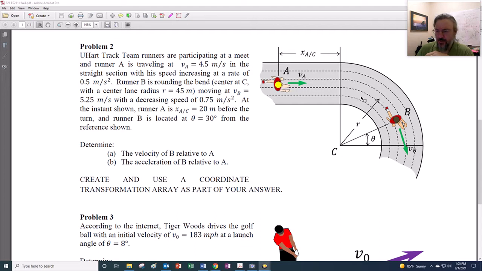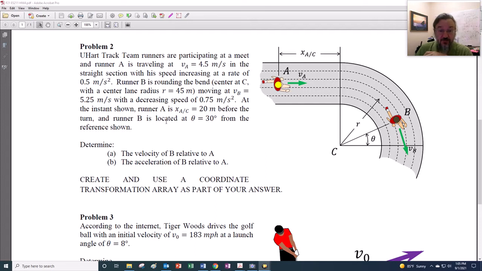By the way, the lane that they're in is at a radius of 45 meters. They're moving at 5.25 meters per second, but they're decreasing their speed at 0.75 meters per second squared. They also tell us that this is 20 meters in distance. Oh, by the way, that's a red herring. I don't think we need that information.